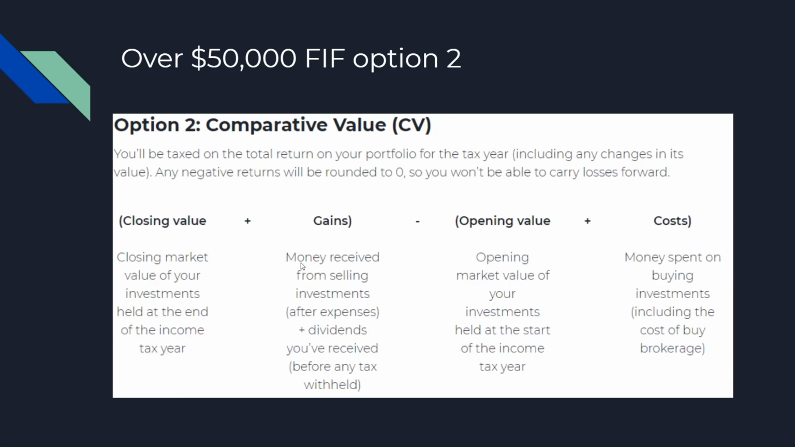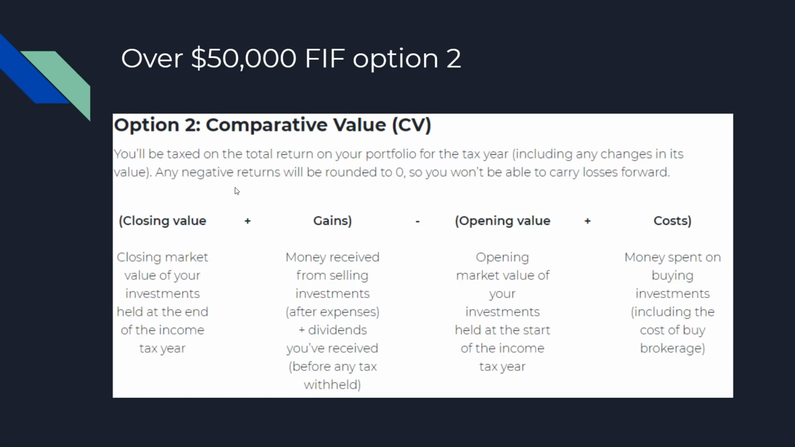The second method is to use what we call the comparative value, which is the CV method. So in this situation, you'll be taxed on the total return on your portfolio for the tax year, including any changes in its value. And any negative returns will be rounded to zero, so you won't be able to carry losses forward, which means that you won't get taxed if you have a negative return.